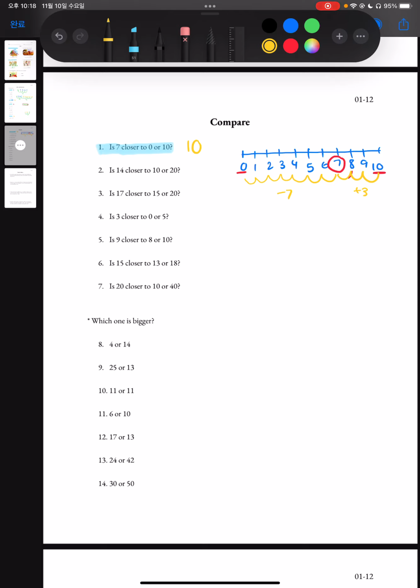Now let's look at number 10. For this one, we have to see which one is bigger, 11 or 11. And we can't really decide which one's bigger because 11 is equal to 11. So we'll put that they are equal.